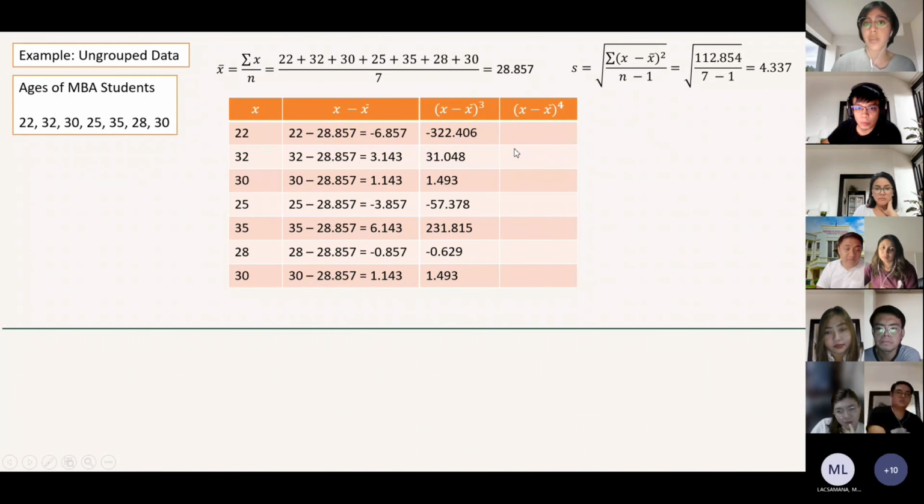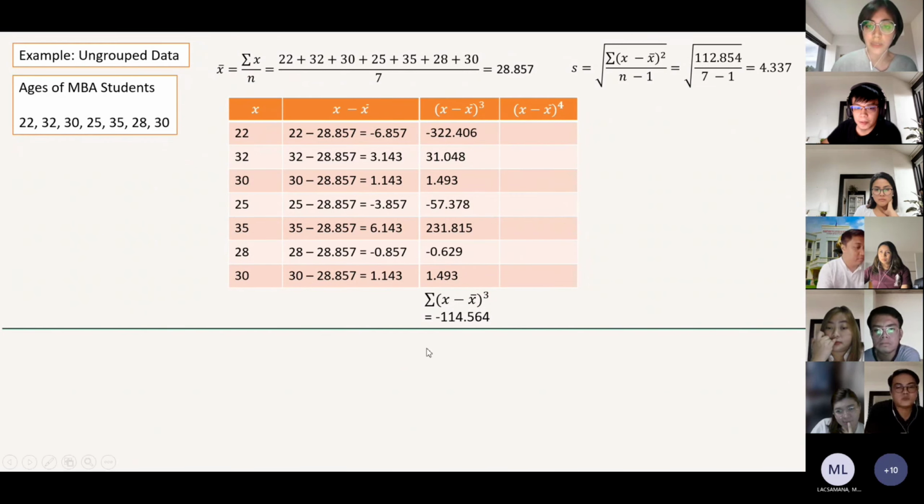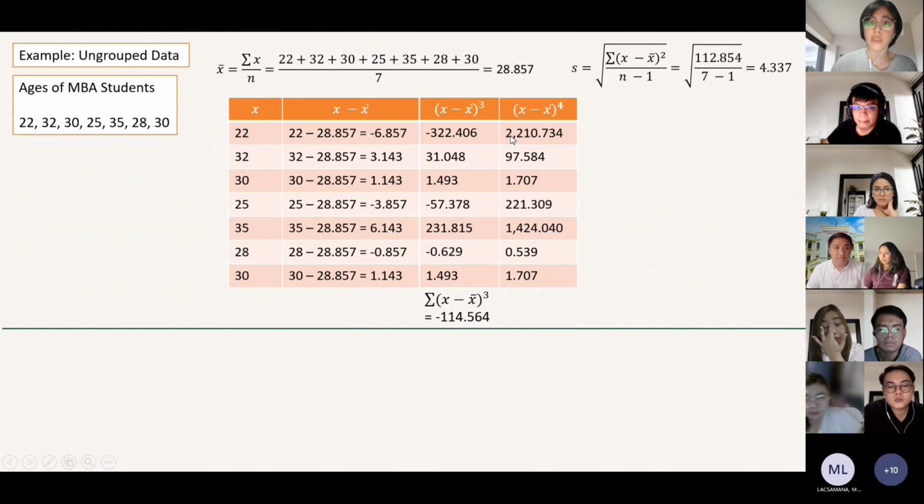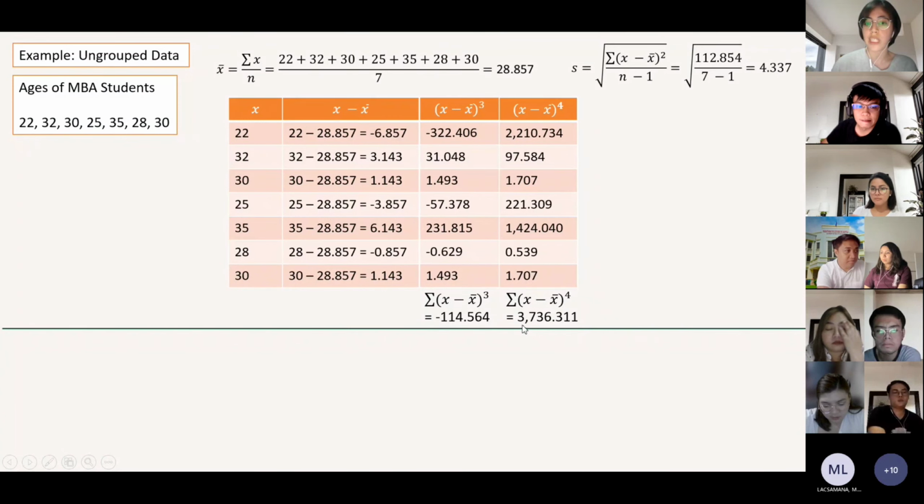Next, the last column is x minus mean raised to 4. Let's sample the x minus mean cubed first. We get negative 114.564. Again, for the fourth column, we just raise to 4 the value from the second column, which is 2,210.734 for negative 6.857 raised to 4. For the other rows, I pre-computed them. Then we sum the values from the fourth column, and we get 3,736.311.